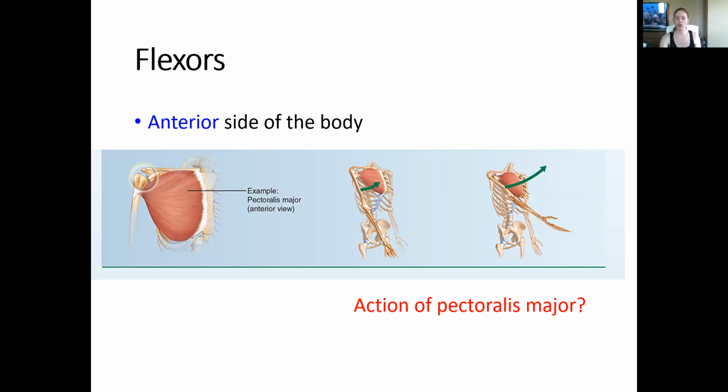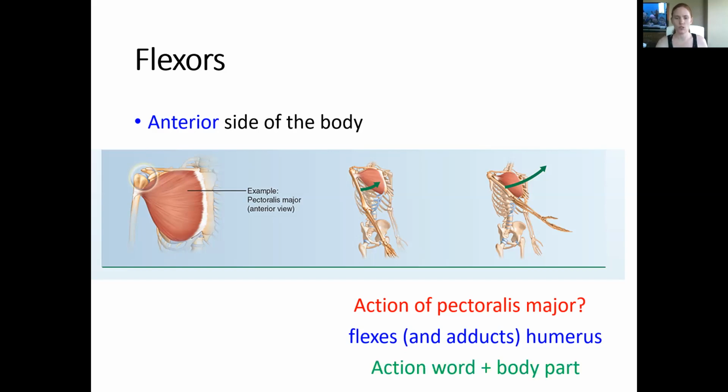This muscle also does adduction. Okay, so when you're adducting the humerus, you can move in this direction as well. So adduction, both of those would be adducting the humerus. They tend to be found on the front side of the body. So again, you want your action words, so flexes, and the body part, humerus or shoulder.